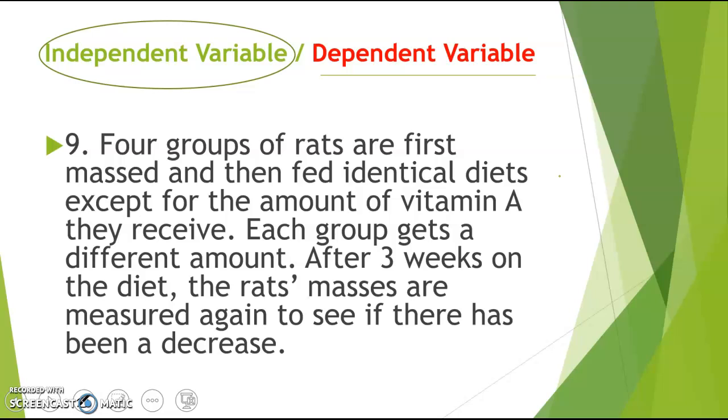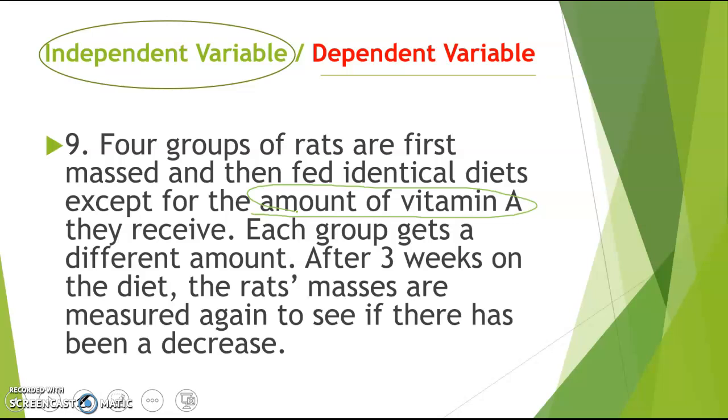4 groups of rats are first weighed and then fed identical diets except for the amount of vitamin A they receive. Each group gets a different amount. After 3 weeks on the diet, the rats' masses are measured again to see if there has been a decrease in their mass. All right, so what are you changing? Well, in this scenario, it says that what you're changing is the amount of vitamin A. Each group got a different amount of vitamin A. So that's your independent variable.